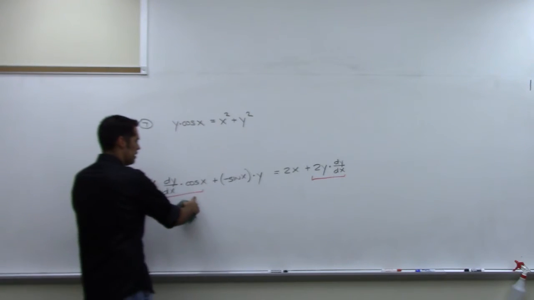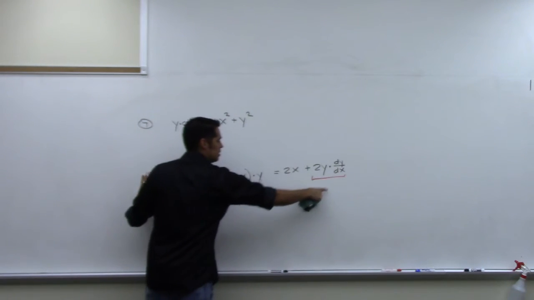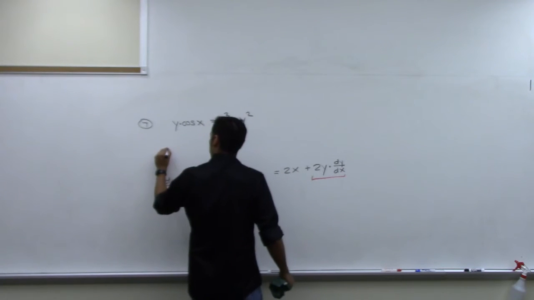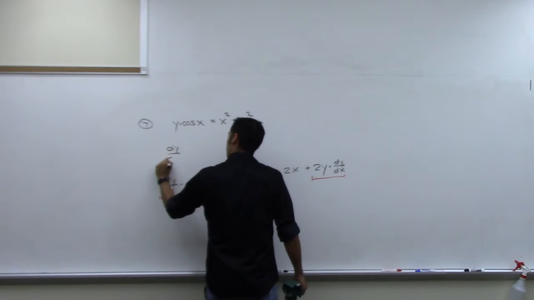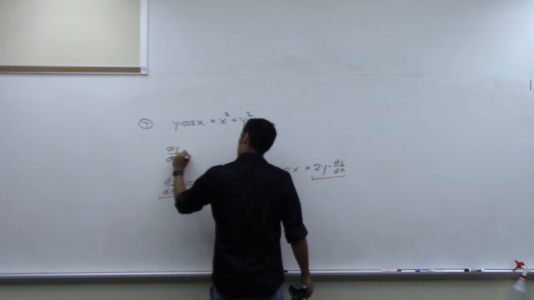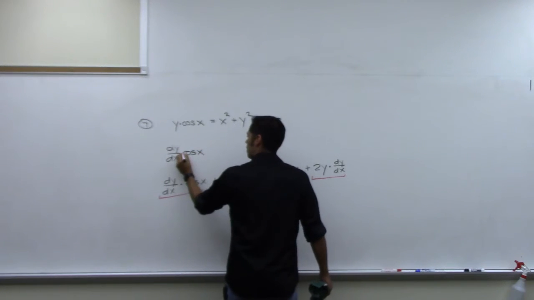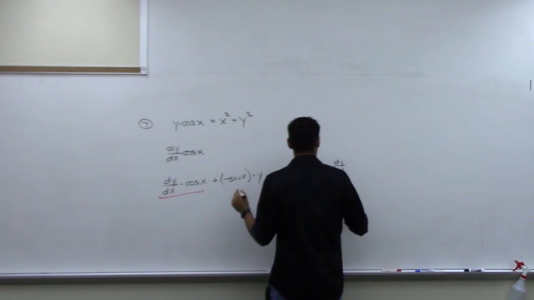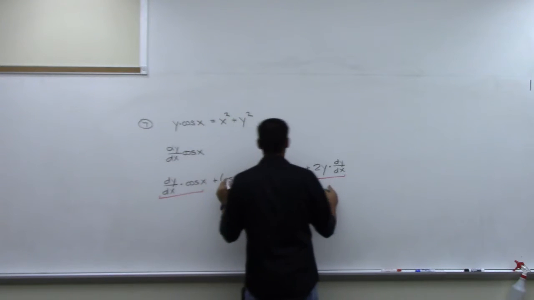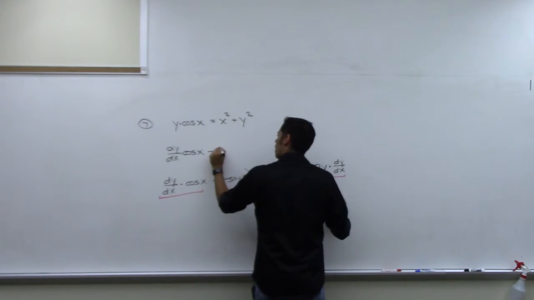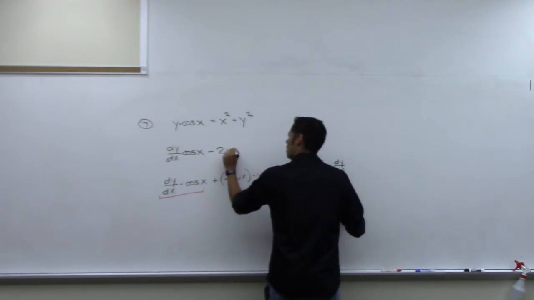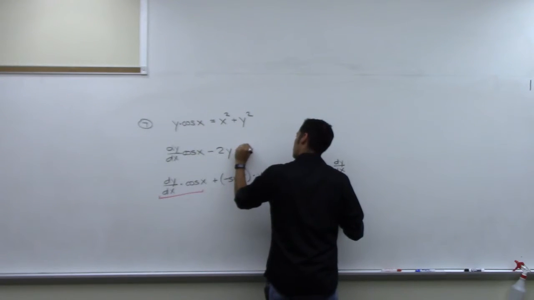I'm going to leave this one here, and I'm going to bring this one to the left. So it'll be dy dx cosine x times cosine x. And then I'm bringing this one over. It was plus, so it's going to become minus. So minus 2y times dy dx.